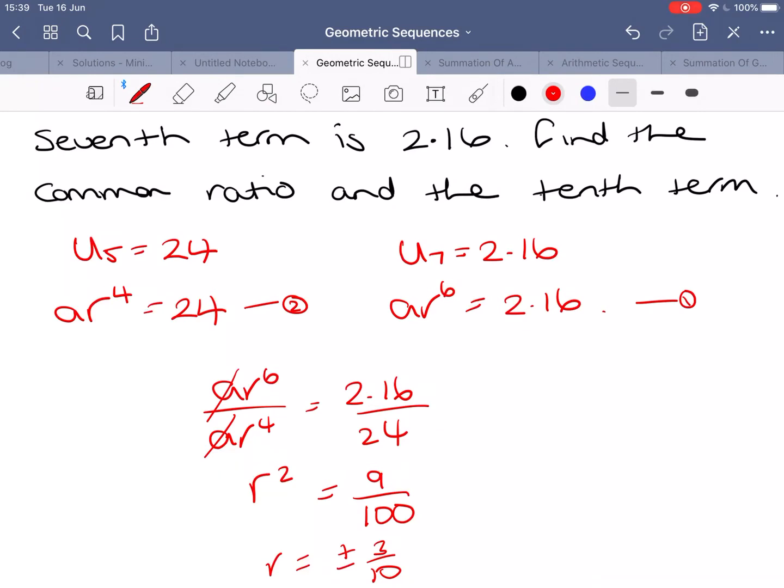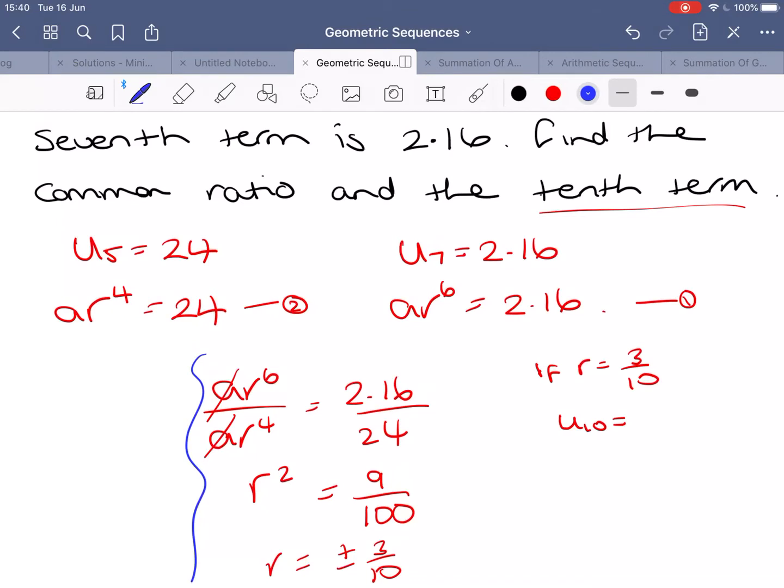So actually here, when it says find the 10th term, there's actually two possibilities. Most times with these sorts of questions, they'll tell you something to make it suggest it should be the positive or the negative. It might say all the terms in the sequence are positive, in which case R would be 3/10. But let's do them both. So I'm going to say if R equals 3/10, U10 is going to be, well, can I do U10 at the minute? No, the question hasn't asked me, but actually I need to find A first.